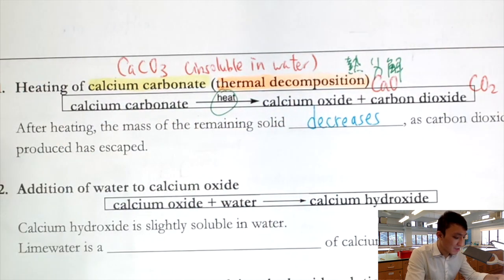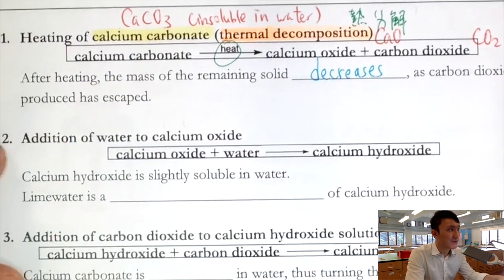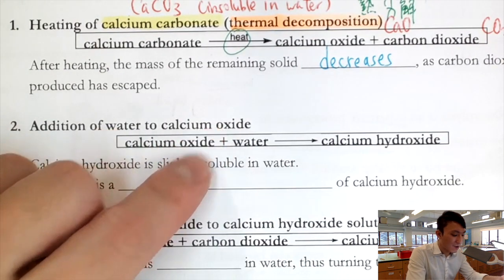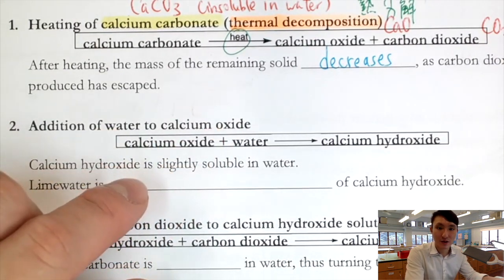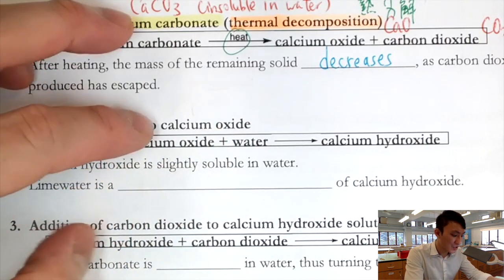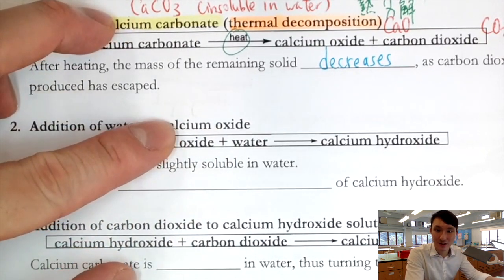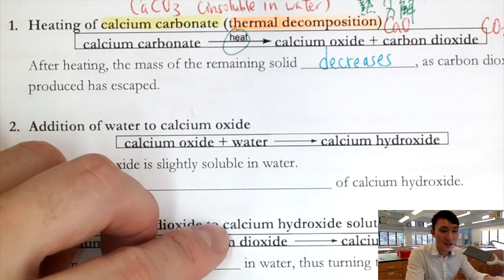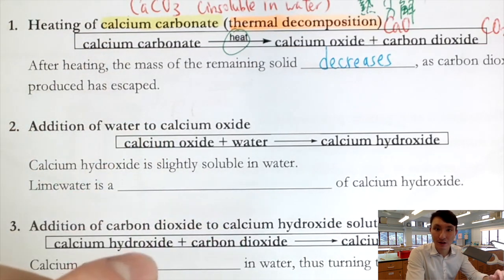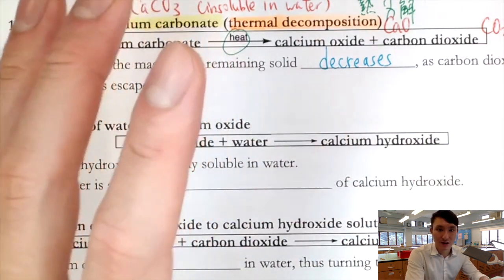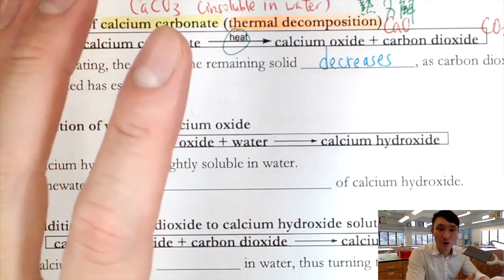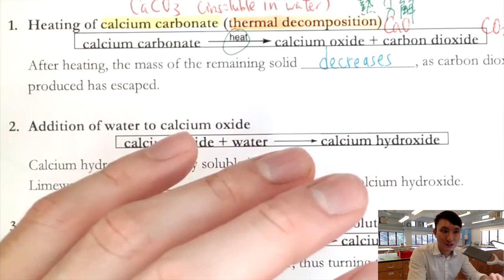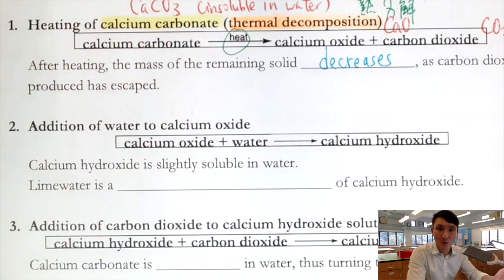Down here, the second reaction is to add water to calcium oxide. First of all, calcium oxide is a white solid. So these two are both white solids. Later on, we talk about another one called calcium hydroxide. It is also a white solid. So we have a bunch of white solids. That's why we need to know the reactions in order to distinguish between one another. Otherwise, they are all white solids and you have no idea which one is which.